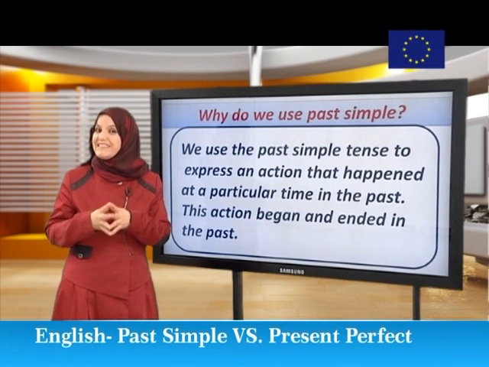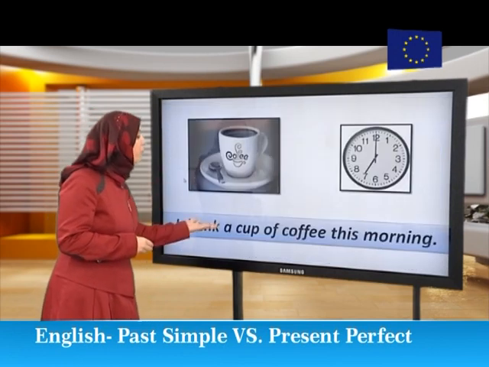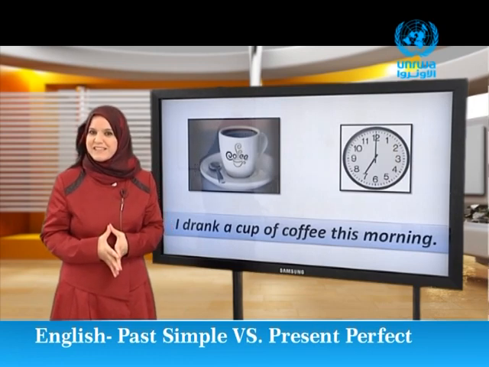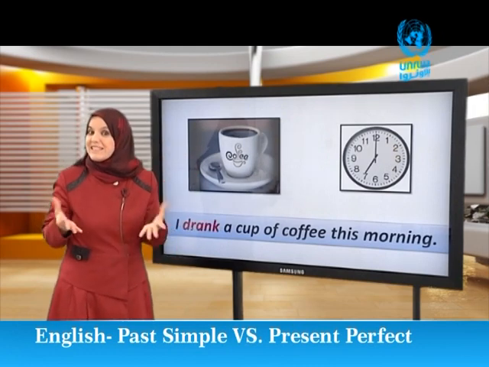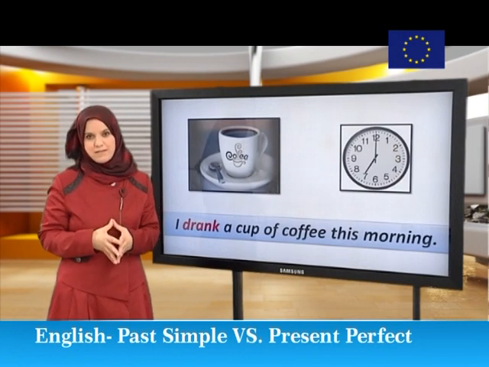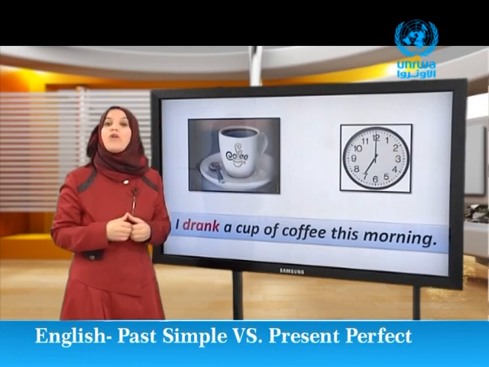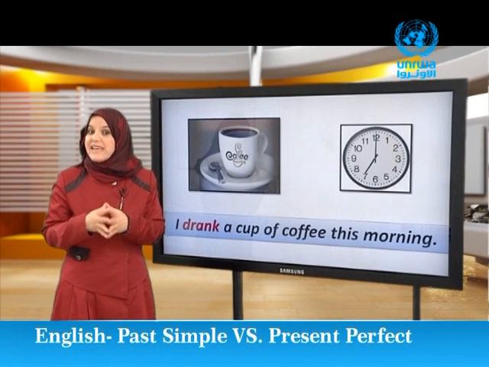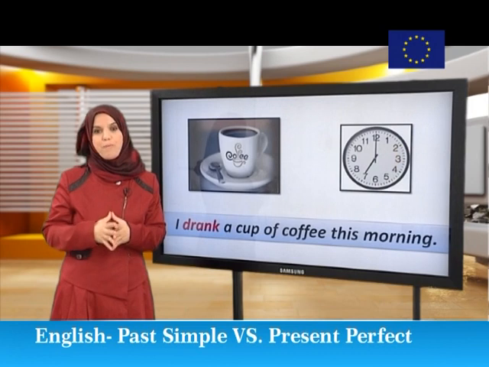Let's look at some detailed examples. I drank a cup of coffee this morning. Where's the verb in this sentence? Good. The verb is drank. What tense is this? This verb is in the past simple tense. Now notice, I drank this cup of coffee at 7 o'clock. Now, it's about 9 a.m. So this action happened 2 hours ago. It began and ended in the past.